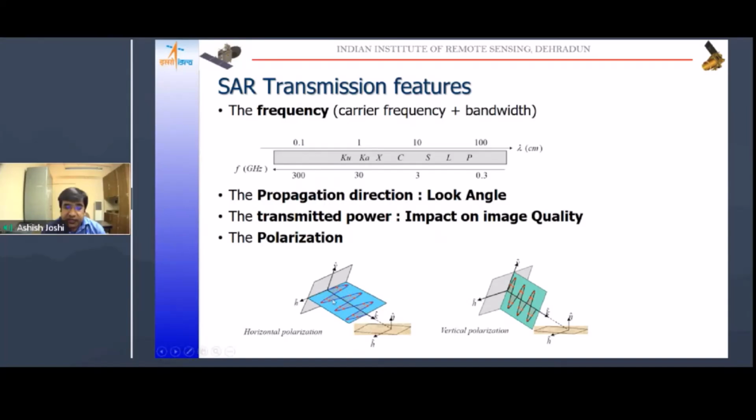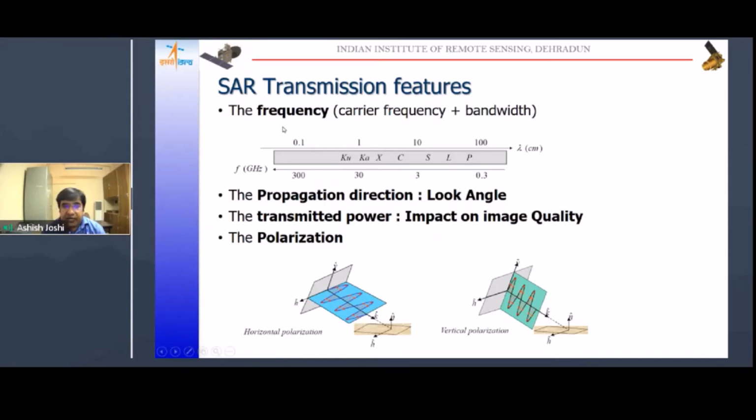So this is the electric field vector. If it is in the horizontal direction with respect to the propagation of the wave, then it is called the horizontal polarization. When it is perpendicular to the motion of the wave, it is called the vertical polarization.